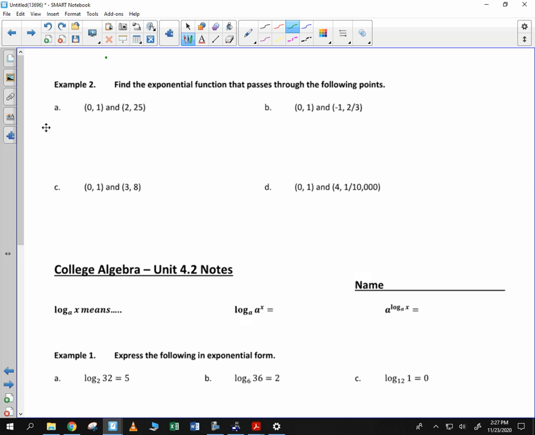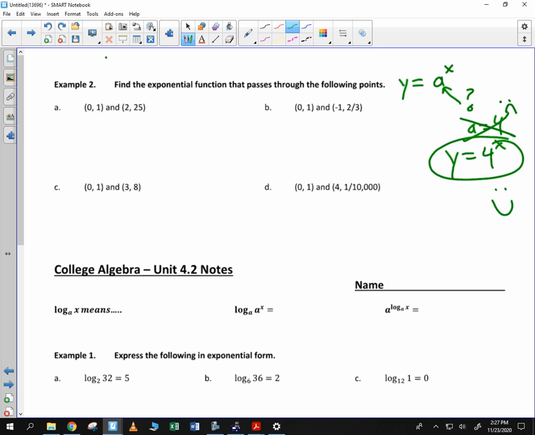Now let's find the exponential function that passes through the following points. So we need something of the form y is equal to some number a raised to the x power. So we want to figure out what is a. Now, a lot of people on the test will write a is 4. Well, that's not an exponential function. y is equal to 4 to the x, that's what I want. I don't want that.